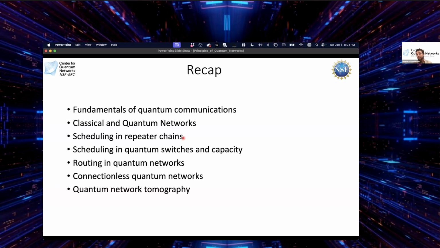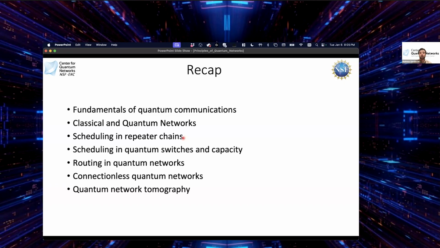We also looked at routing and how we perform routing decisions by mapping a network into a graph, where the vertices of the graph are the quantum network nodes, the edges are the links, and how we compute paths among network nodes so that we can implement communication among them.